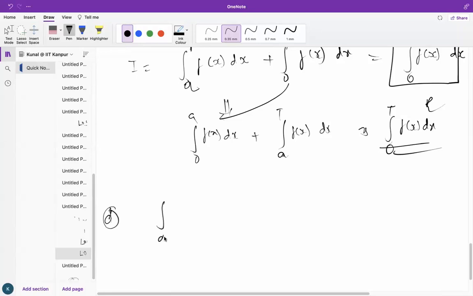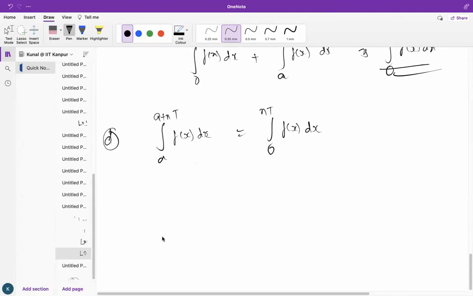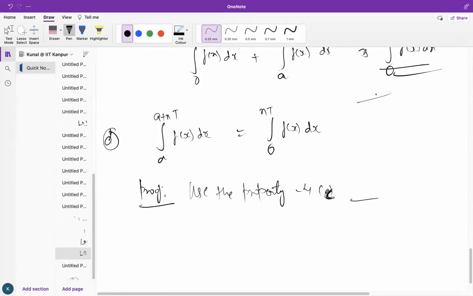It is actually saying we are integrating from a to a plus nt of f(x) dx, so it will be equal to the integral from 0 to nt of f(x) dx, right? We are just using the previous property, so it will be directly written in one line. So its proof is, let me rewrite here, use the property for E, right? Fourth C. So it will be directly proved.